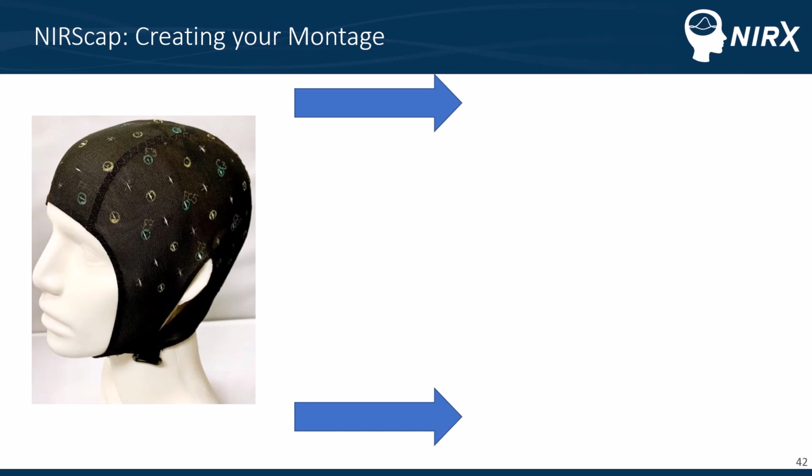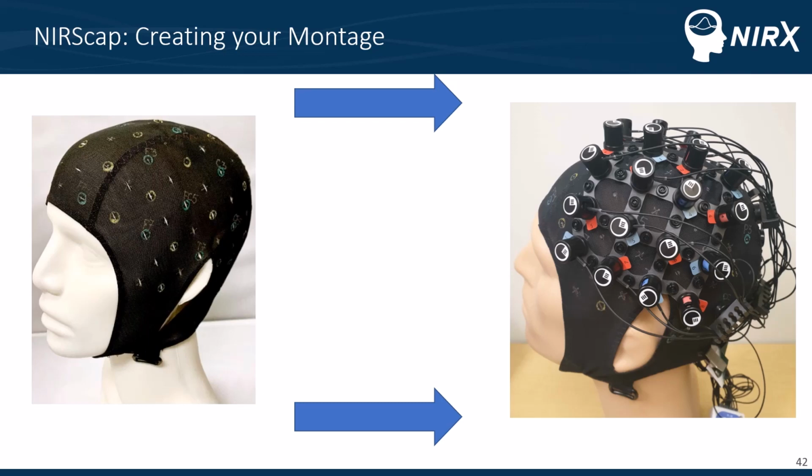Part of the NIRx platform is the NIRScap. Part of the NIRScap is this blank cap. And in addition to a number of accessories and the probes, you end up with your final product, which is the NIRScap. It's headgear that's going to be very robust to motion artifact when set up properly. It's going to keep probes in place for the entire experiment, and it's going to ensure subject comfort as well as quick setup time, all when done properly.